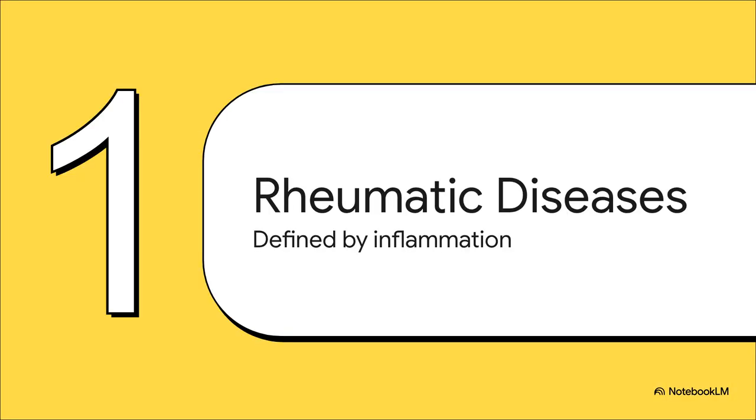So when you think about conditions as different as, say, gout and lupus, what's the one thing that ties them all together? Well, it's right there in the name, inflammation. That's the common thread. It is the central process, the engine really, that drives all the joint and organ damage that you're going to be managing in your patients.